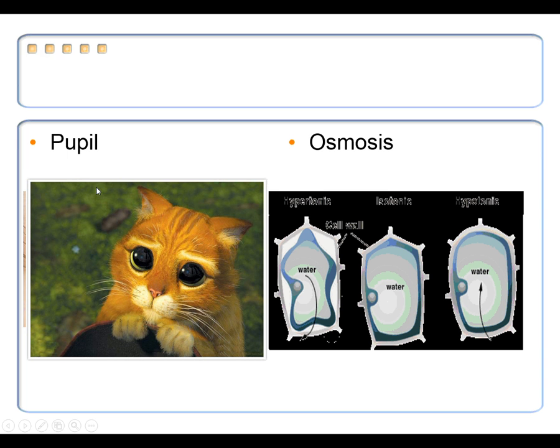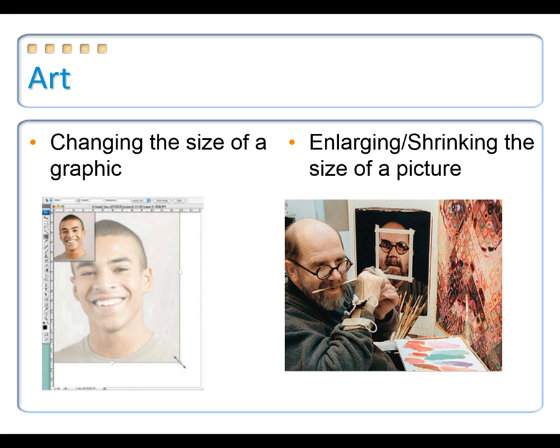So pupils undergo dilations. If you've taken biology, a cell will go through something called osmosis when it's either expanding or getting smaller due to water either leaving the cell or entering the cell. That's a different example of a dilation. Another example is if you're on your computer and you change the size of your graphic. If you're enlarging or shrinking the size of a picture, you could do this artistically. A lot of times if you're trying to trace a picture that you already have, you're either making it much bigger, like in the one that I have here, or you're making it smaller. That's another example of a dilation.